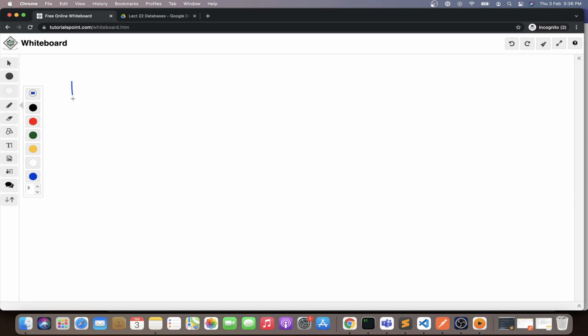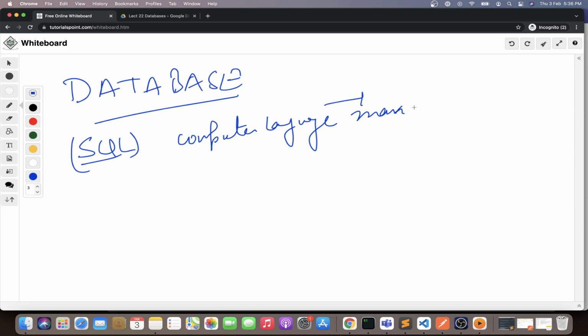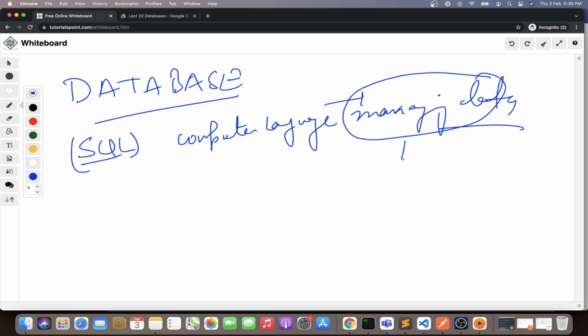So hey guys, we'll study about databases today, the different types and how they are useful in the designing of systems, how different aspects work. We all know about SQL. SQL is a computer language that helps in managing data. This data is present in the relational database.